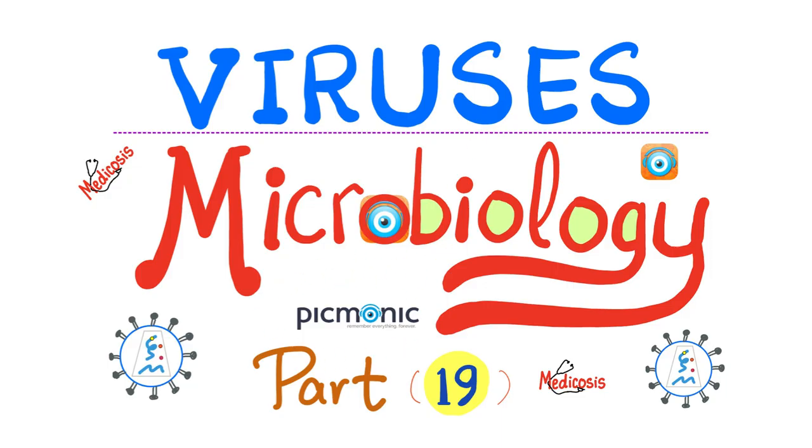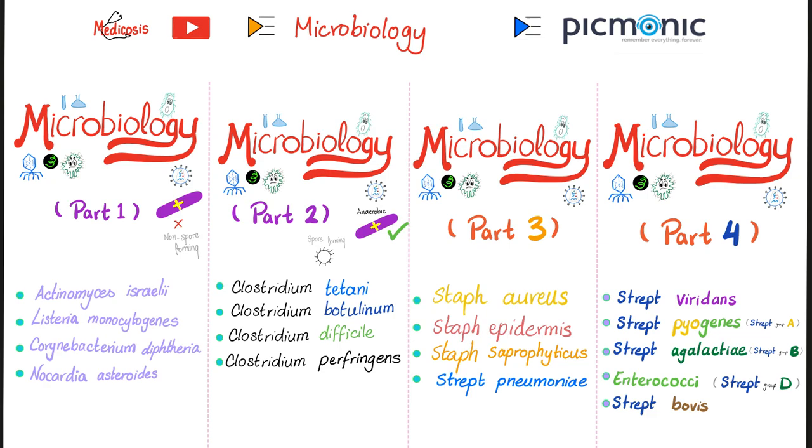In previous videos, we talked about the gram-positive bacteria versus the gram-negative bacteria. We also talked about fungi, including those that cause superficial mycoses versus those that lead to systemic mycoses. Today, we'll start talking about viruses. This is part 19. You can find the previous videos in a playlist titled Microbiology. The link is in the description. You can find all of these videos in my microbiology playlist as well as in my Picmonic playlist.